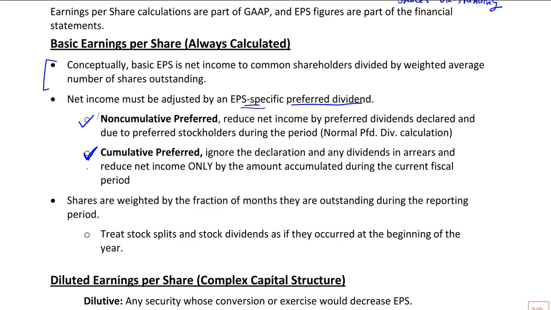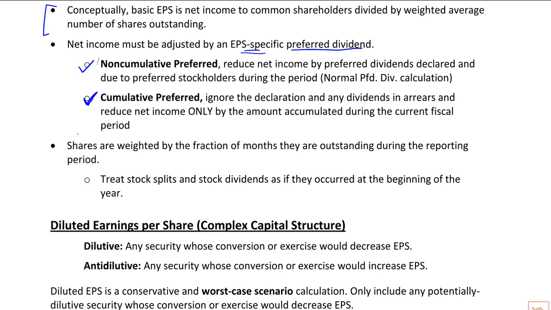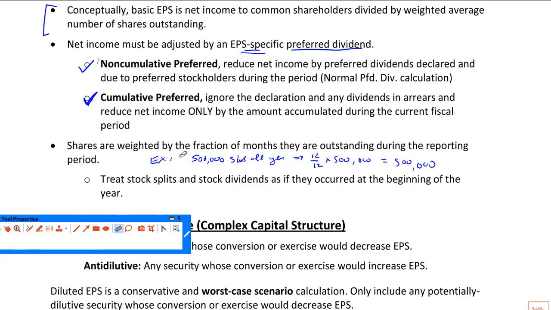Alrighty, so let's see. That is the numerator. In the denominator, you have shares weighted by the fraction of the months they are outstanding. So we have weighted shares. Let me show you the easiest scenario. Well, let me show you first example. 500,000 shares all year long. Then 12 out of 12 months times 500,000. Weighted average shares equals 500,000. Okay? That's a snoozer.